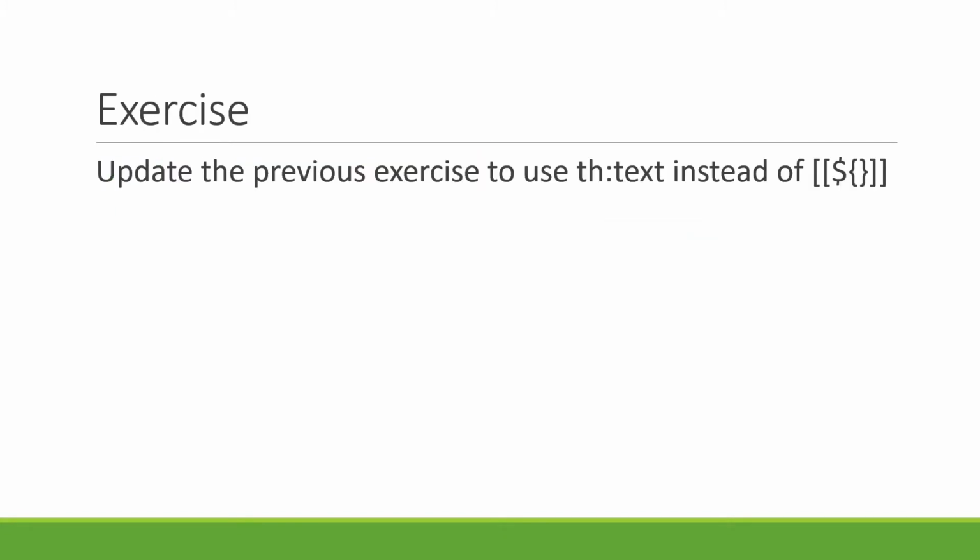So try this quick exercise. Update your previous example that we did in the previous video to use th:text instead of using the square bracket syntax in your output page. Don't forget to include fallback code as well. When you've got it working, take a look at the source code for your page just to see what it looks like. Go ahead and pause the video, give this a try, and then resume the video and we'll discuss the solution.